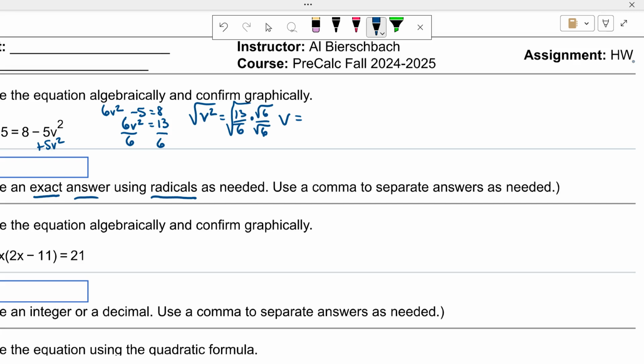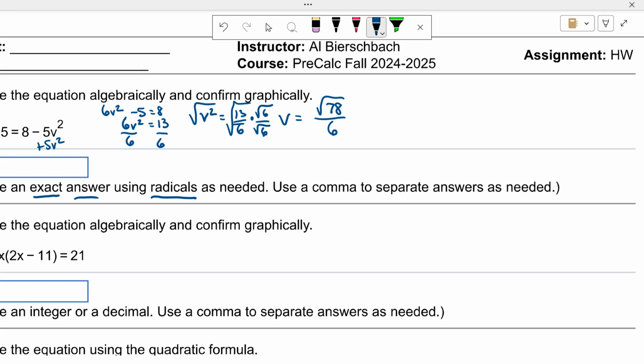So 13 times 6, I think, is 78. So we get the square root of 78 over the square root of 36. Well, I know the square root of 36 is 6. Square root of 78, does that reduce? Is there any perfect squares that go into 78? Does 4? Nope. Does 9? Nope. Does 16? Nope. 25? Nope. 36? Nope. So there are no perfect squares that go into that, right?